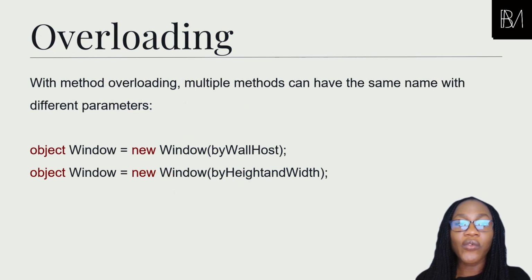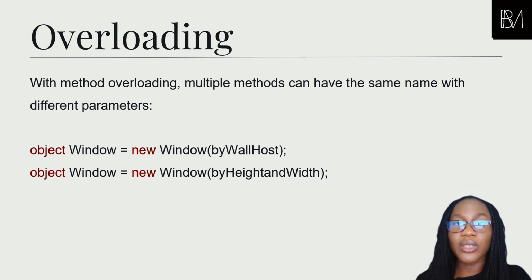With method overloading, multiple methods can have the same name with different parameters. So let's use a more concrete example in this case. Let's say we're creating a method for a window, right? We can have it as a window that is by wall host or a window that is by height and width. With overloading in C Sharp, you can have the same method name have different parameters.